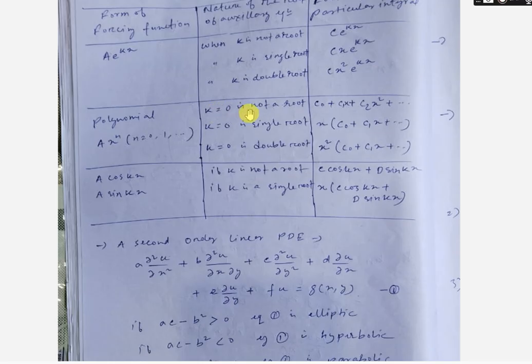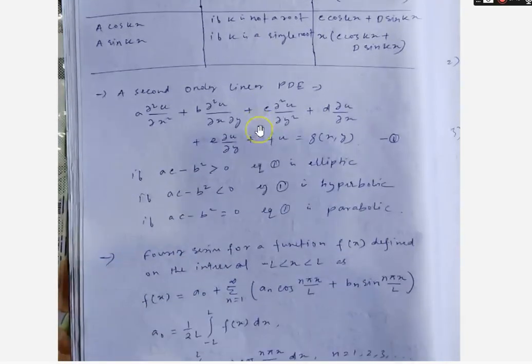Then k can be 0, so k is not a root. k can be 0 and it is a single root. k can be 0 and it is a double root. If it is not a root, then the form will be c0 plus c1x plus c2x squared. If it is a single root, then x times c0 plus c1x. If it is a double root, then x squared times c0 plus c1x. So you can check this also for a cos kx or a sin kx.